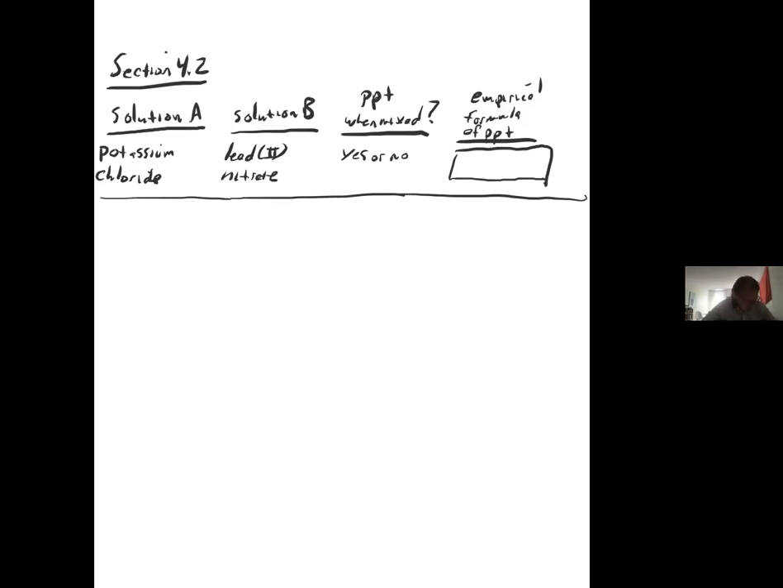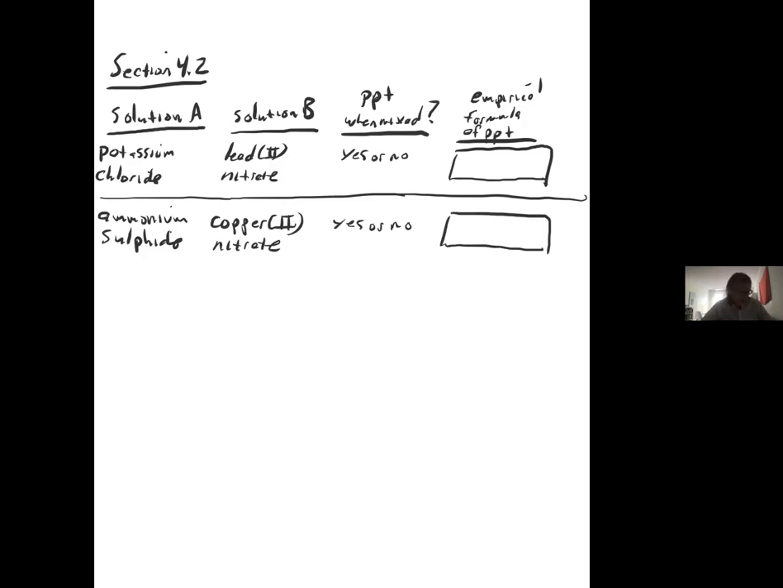Second one's ammonium sulfide and copper 2 nitrate. Same idea, yes or no. And if it's a no, there's no formula, right? But if it's a yes, write it down. Last one is copper 1 nitrate and potassium hydroxide.